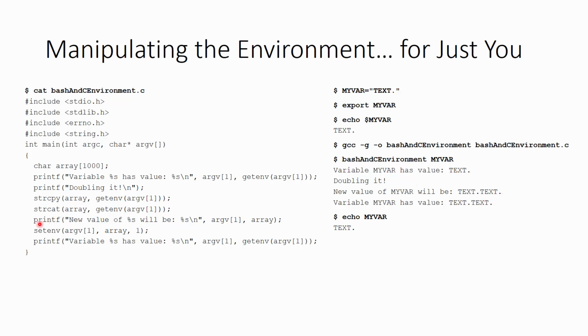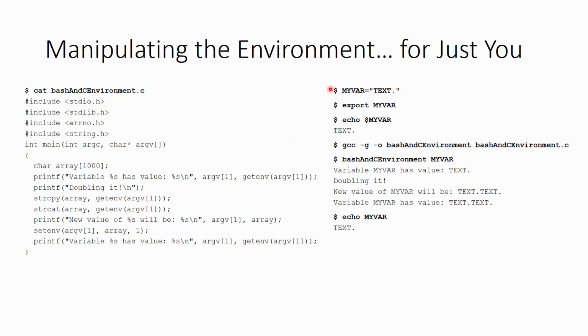Then we're going to print it out. So the new value will be this, and then indicate what the new value of the variable will be. Then we'll set the environment variable. This is what actually records it into the environment variable at all. Without this, then we're just messing around with strings, right? So then we can tell the user what actually happened. We'll get env again from the same place that we just set it.